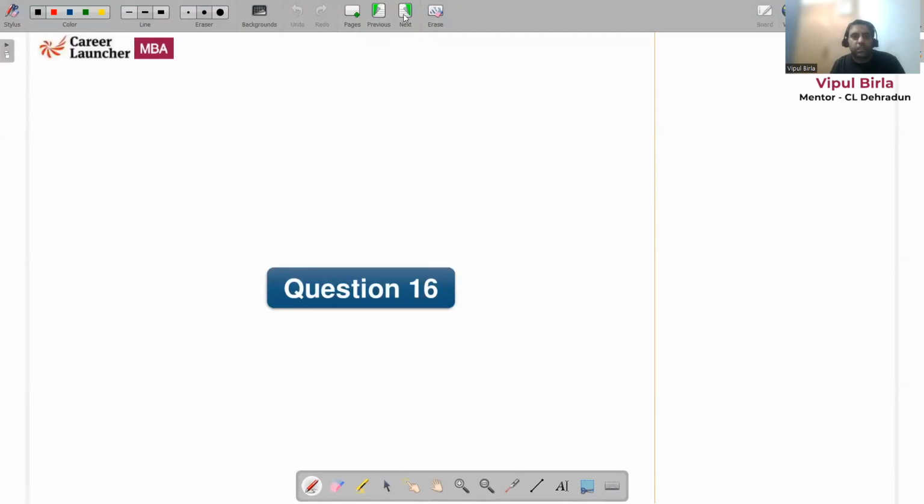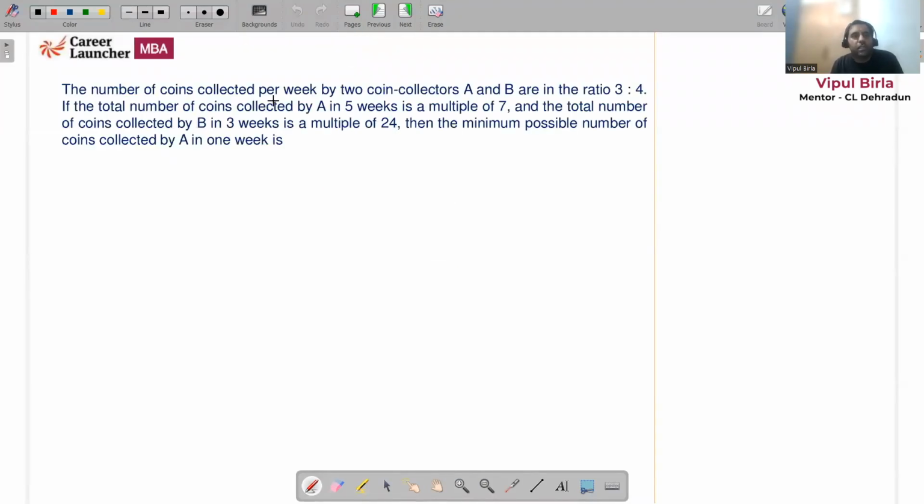Let's look at question number 16. The number of coins collected per week by two coin collectors A and B are in the ratio 3:4. If the total number of coins collected by A in 5 weeks is a multiple of 7, and the total number of coins collected by B in 3 weeks is a multiple of 24, the minimum possible number of coins collected by A in 1 week is.